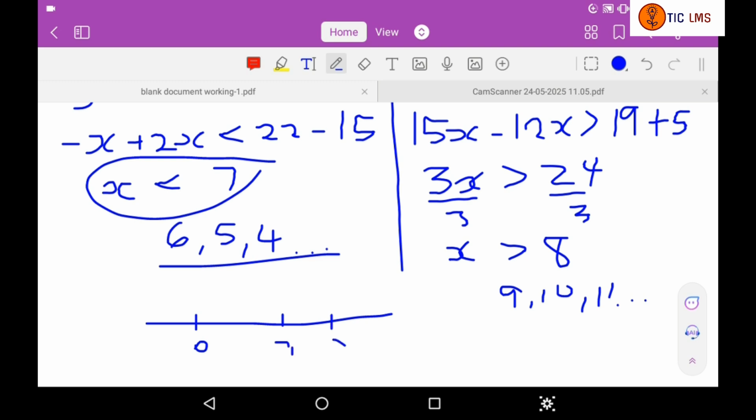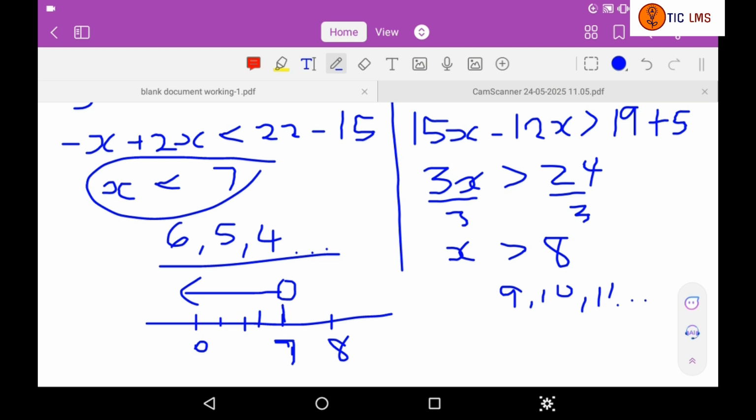Okay, this is 8. Then you have your 1, 2, 3, and so on and so forth there. Now let's say this is our 7. Now when we say that x is less than 7, that means that here is 7, we are going to the left because it's less than 7.